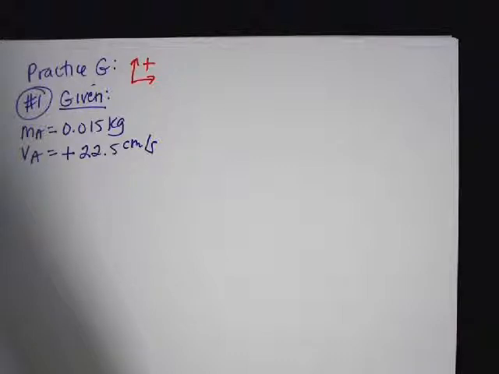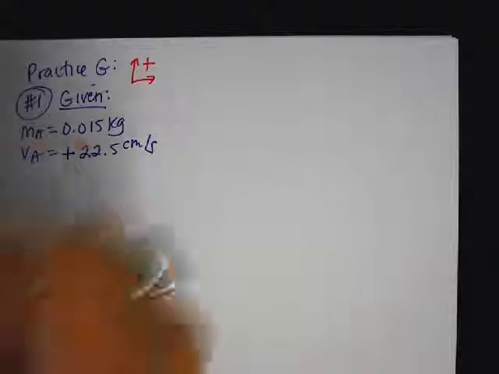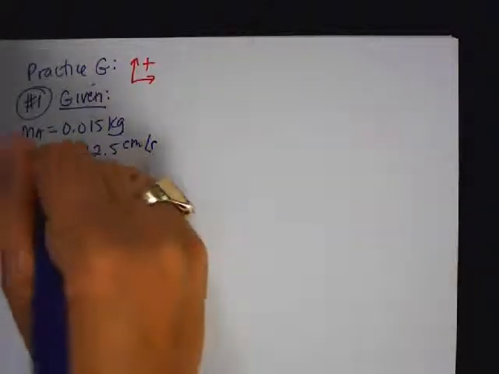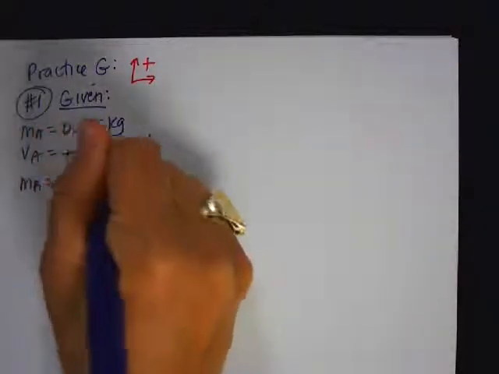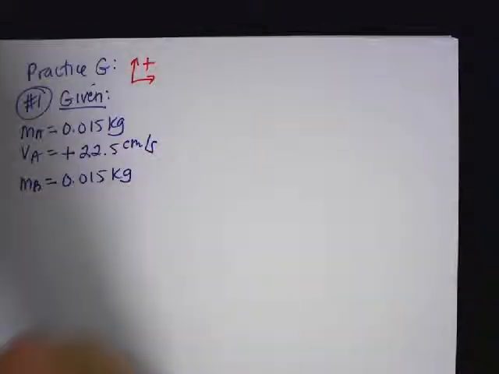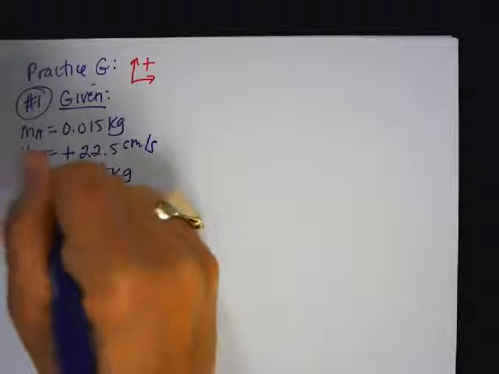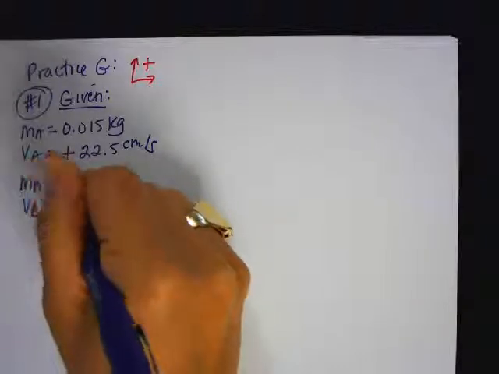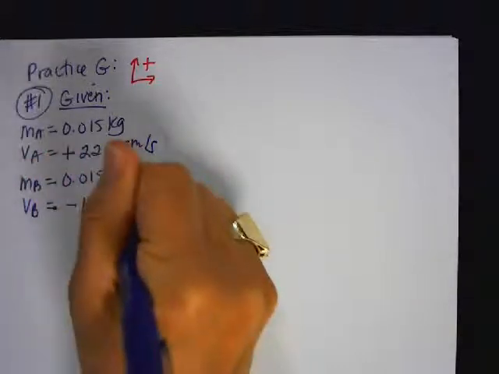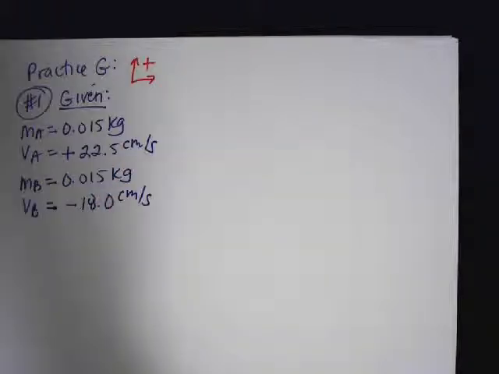On a frictionless surface, it makes an elastic head-on collision with another marble. It's the same mass. So MB is equal to 0.015 kilograms, moving to the left. So if it's moving to the left, that's going to be negative 18 centimeters per second.